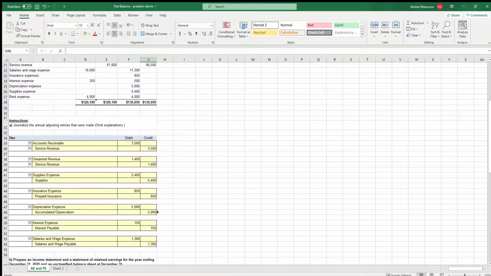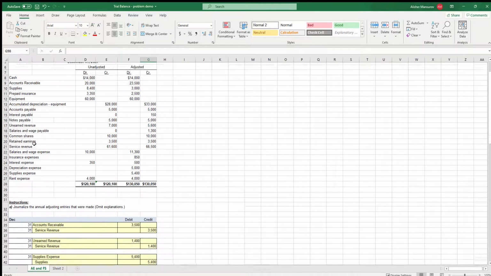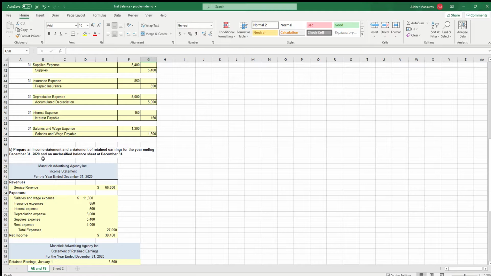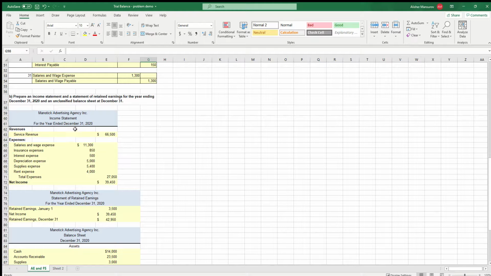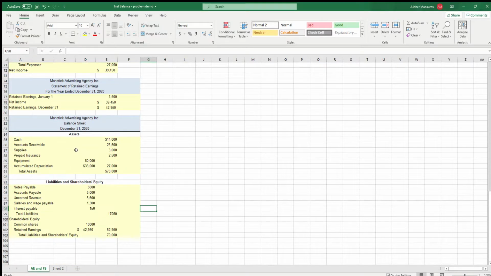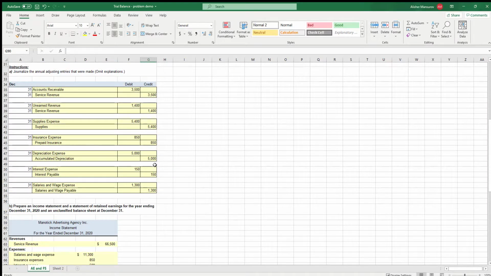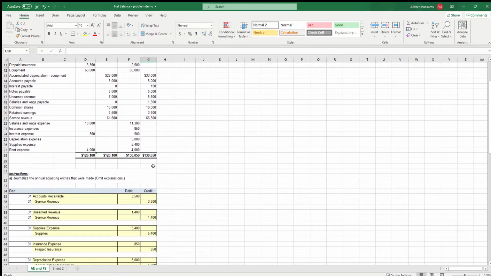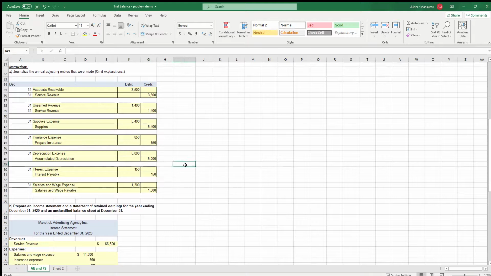Just to recap, we have seen an example of journalizing. We've journalized the annual adjusting entries for this company, and then we have prepared financial statements, starting with the income statement, the statement of retained earnings, and the balance sheet for Manatic Advertising. I hope this example illustrates the process of journalizing, adjusting entries, and preparing financial statements for you.